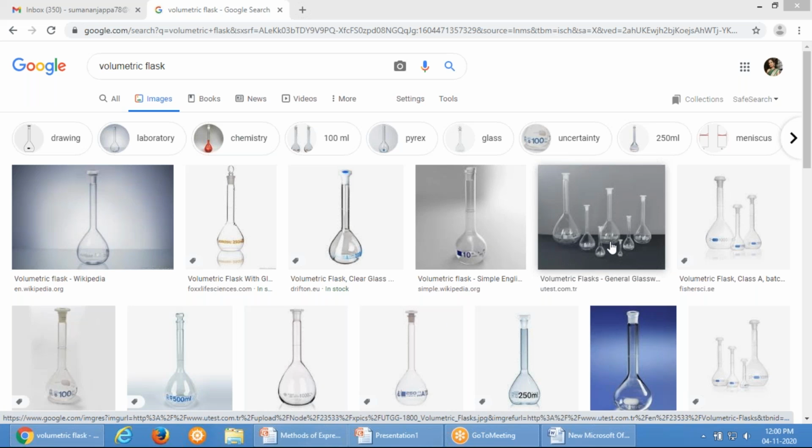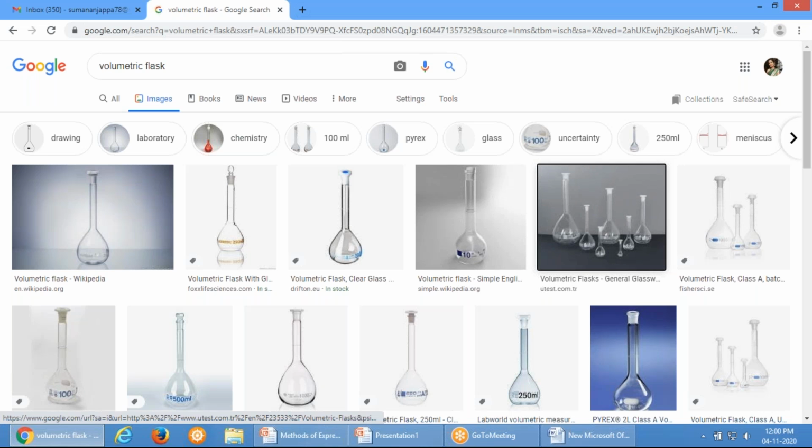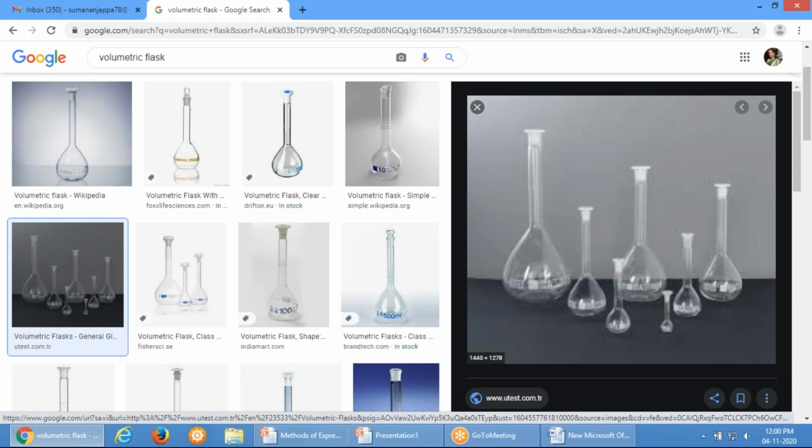See, these are the different sizes. Here the small one is 10 ml. This is 50 ml, 100 ml, 250 ml, 500 ml. So we have different sizes, and whichever solution you want to prepare, you can use that volumetric flask. How is the shape? It is a little similar to a conical flask, but it has a long neck.